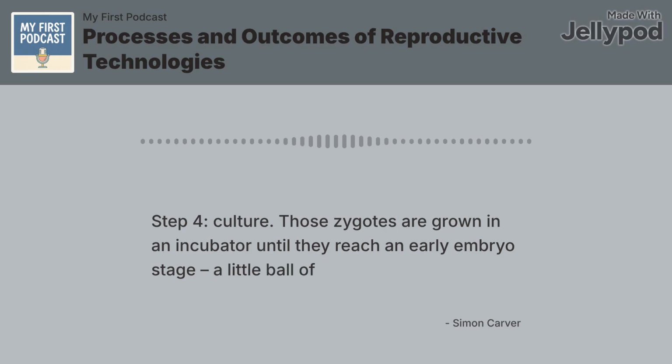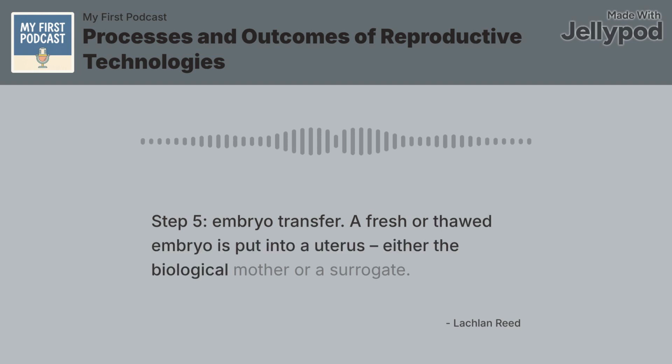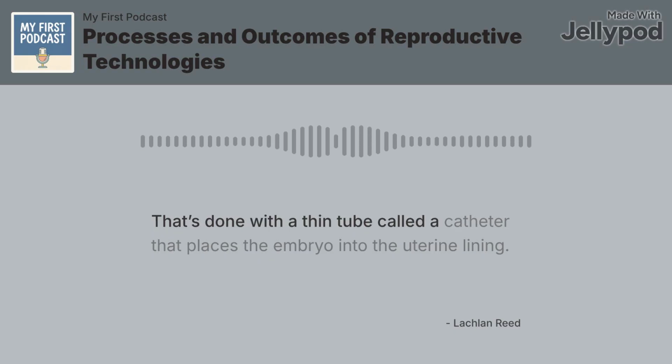of cells. Step 5. Embryo transfer. A fresh or thawed embryo is put into a uterus, either the biological mother or a surrogate. That's done with a thin tube called a catheter that places the embryo into the uterine lining.